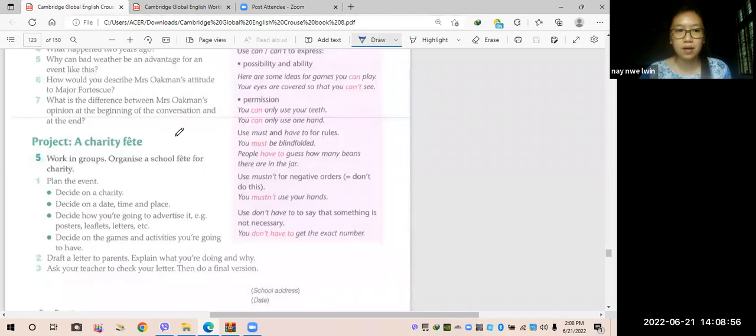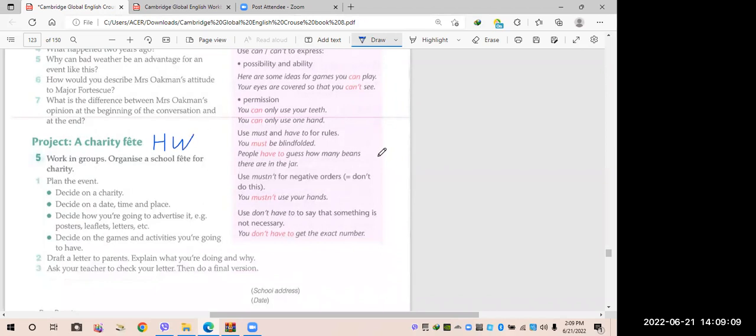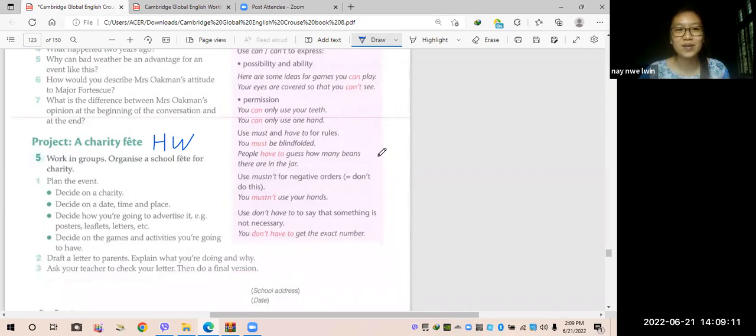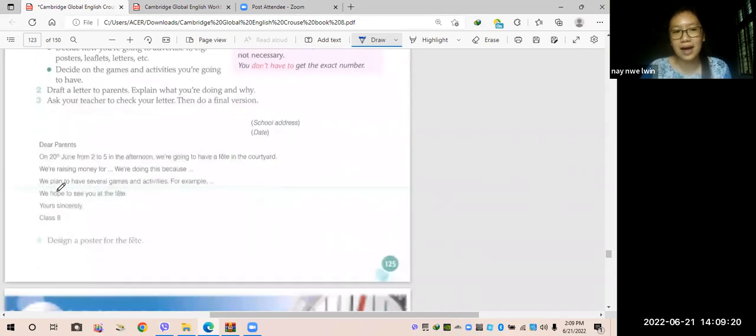Okay, so for the project activity phase, I want to give you guys this as homework again. This is homework. I will explain. So organize a school fete for a charity. So all you have to do is plan an event. So you just have to write. Actually, I asked you guys to write this letter only.